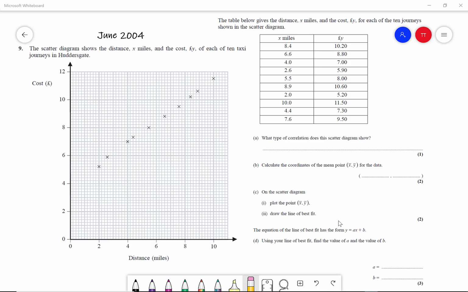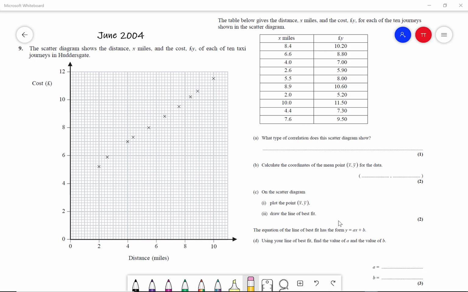In this video, we're going to go through the equation of the line of best fit, also known as the regression line. So in this question, we've got on the y-axis the cost in pounds, and on x, we've got the distance traveled in miles.